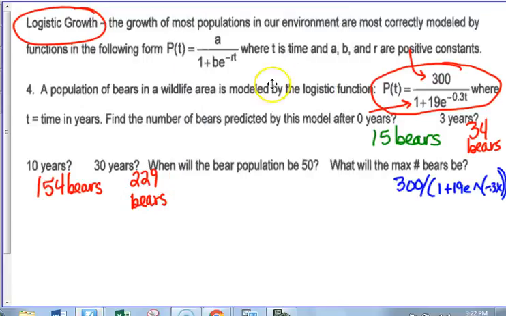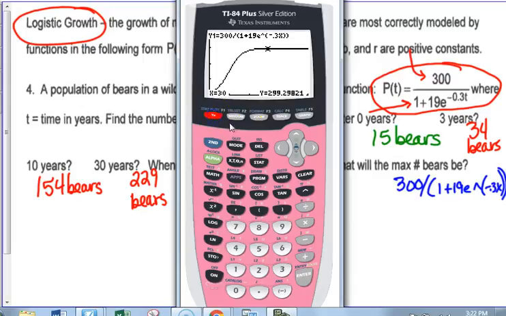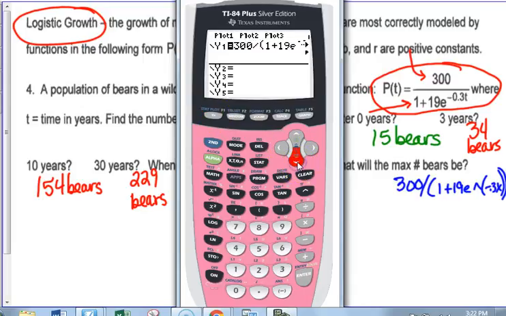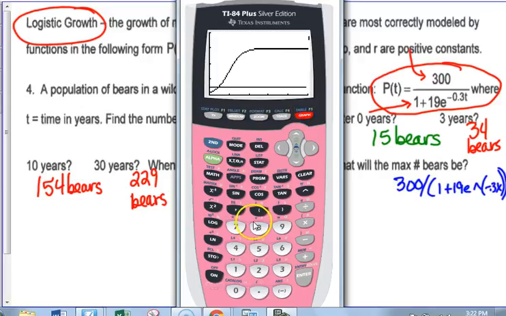Okay. When will the population be 50? We are not going to solve this by trying to work this disaster backwards. We should, just for fun. We are going to use our graphing calculator and put in the line at 50. Let's do it for fun. And then do what? You intersect and you get a 4.45.